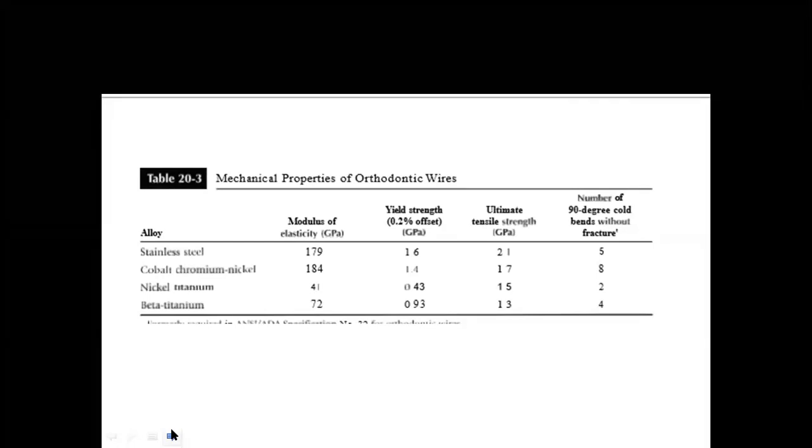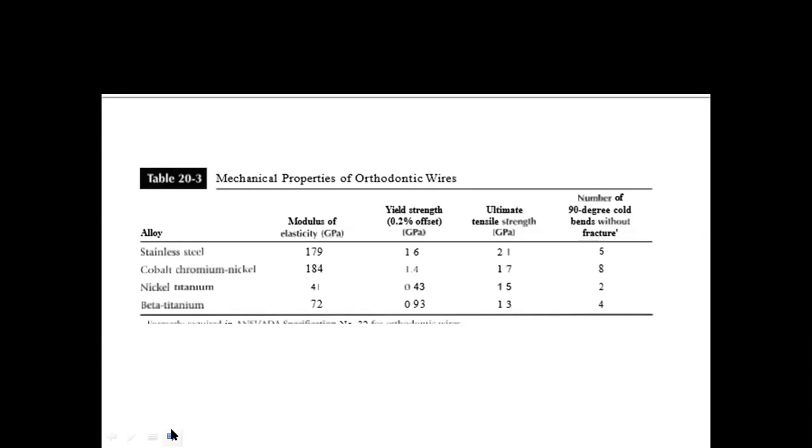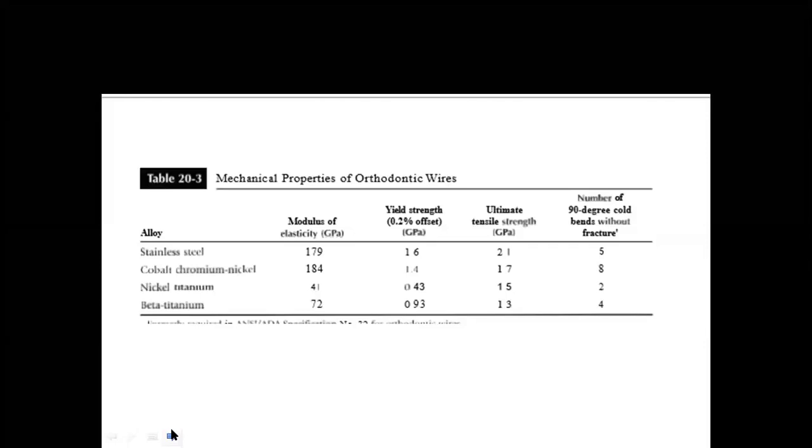Now nickel titanium has the least modulus of elasticity. That's why they're more flexible. If you take nickel titanium files, you might all have heard about NiTi files, they're very flexible, but because their modulus of elasticity is less, they also fracture fast. So they have the least modulus of elasticity, but their flexibility is more.